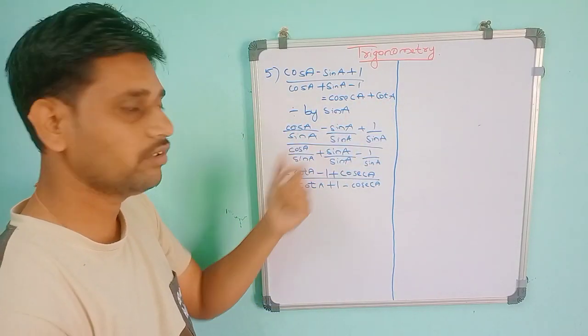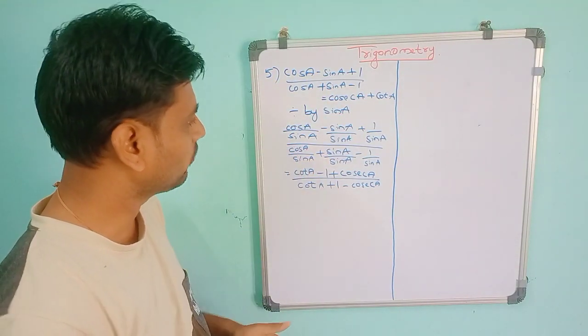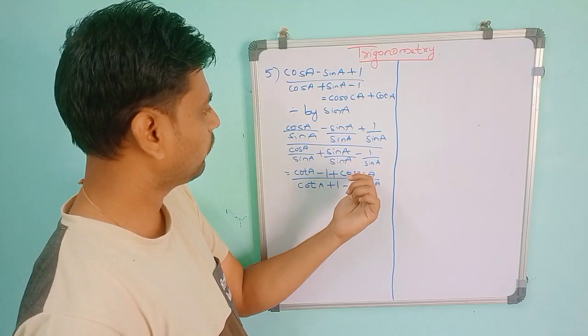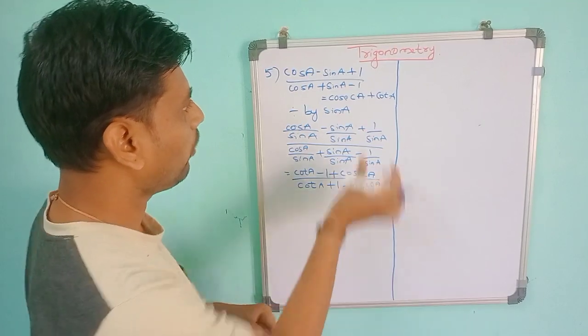So what I have done first, I have divided the whole numerator and denominator by sin A. So we get cot A minus 1 plus cosec A divided by cot A plus 1 minus cosec A. So we want this one.